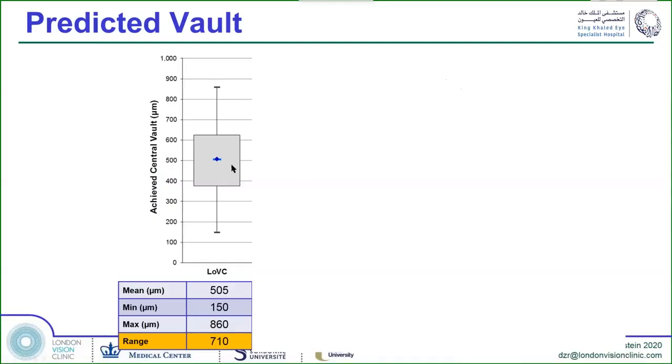So these are the results that we got using Kojima and Doherty. Well, we got a mean of about 500. Well, that's understandable. We're usually aiming for 500. And the range, the highest to the lowest, was about 700 microns.